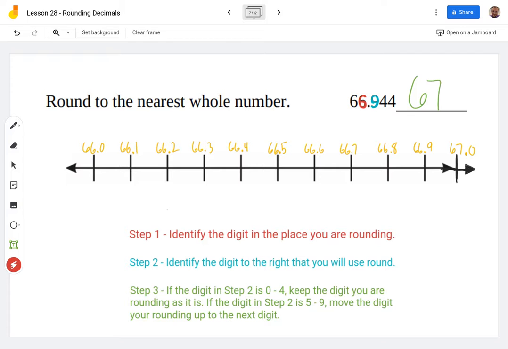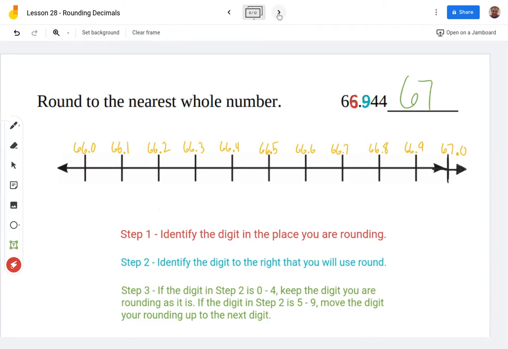And if we take a look at our number line to make more sense of it, the original number is 66 and 9 tenths. That's all we really need to focus on. This is just here to confuse you a little bit. And 66 and 9 tenths is right here, much closer to the next number up than the whole number that came before it. This distance is much greater than this distance. And so we round up to 67.